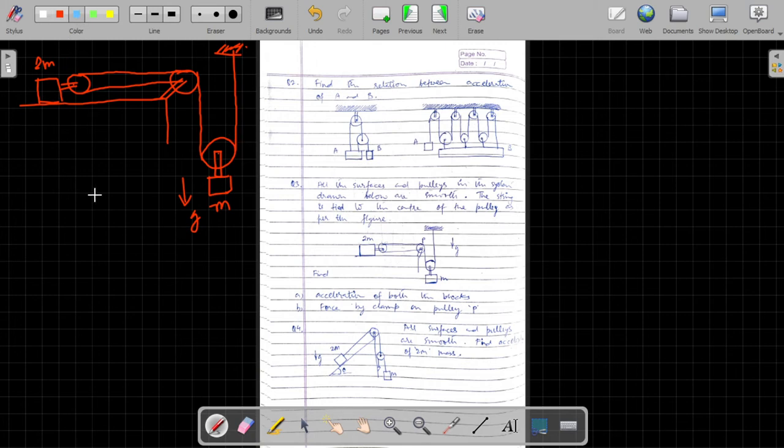So acceleration due to gravity is g. What we are supposed to find out, we have to find the acceleration of both the blocks, and we have to find the force by the clamp on the pulley. So this is the clamp which we are talking about. So what force this clamp exerts on this pulley, that we have to find.